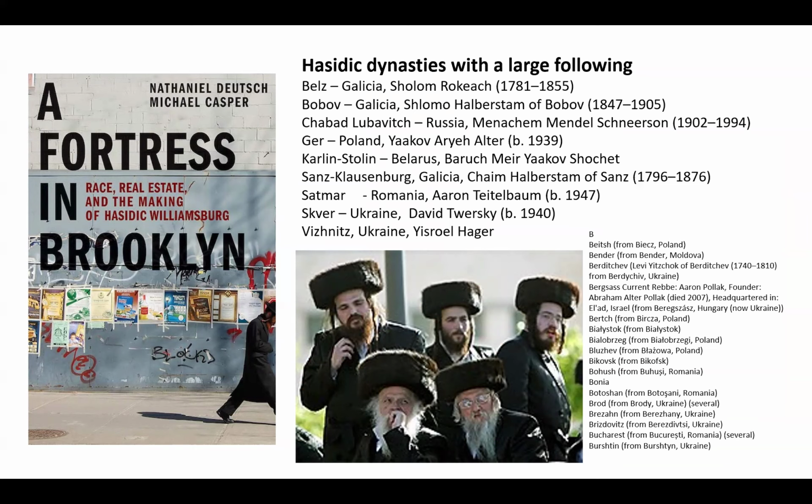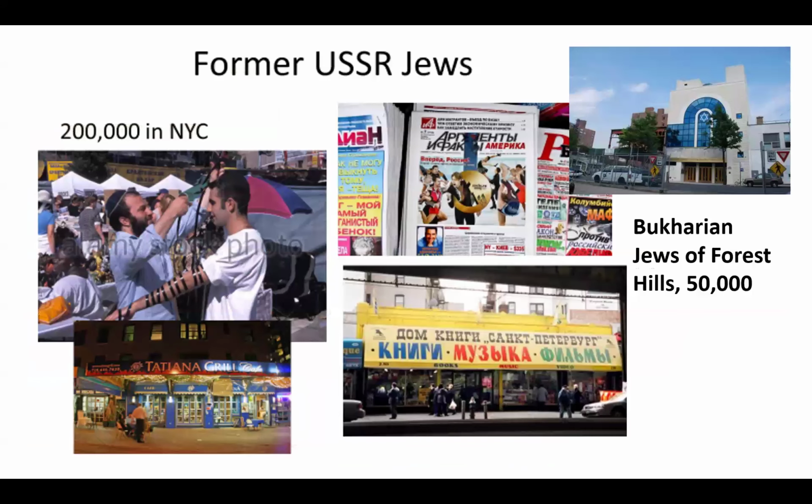Each group has its own dynasty. And you see just some of the names here. On the right, you see a list of the different Hasidic dynasties, and that's just from the letter B on the right. They come from different towns, and they maintain their own distinct identity, clothing, food, traditions, and most importantly, their loyalty to their dynasty of rabbis.